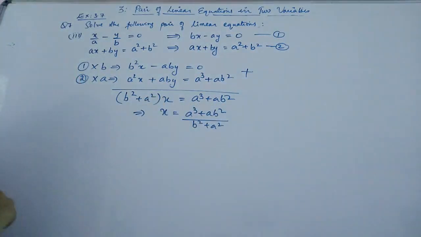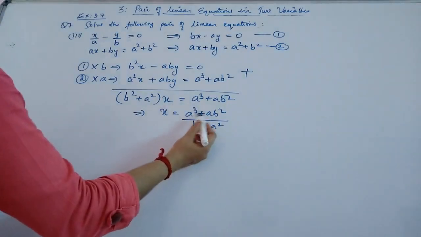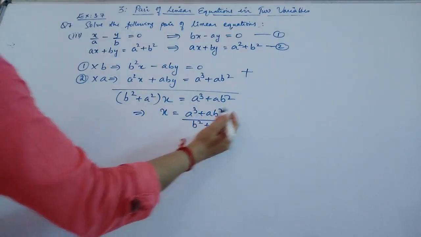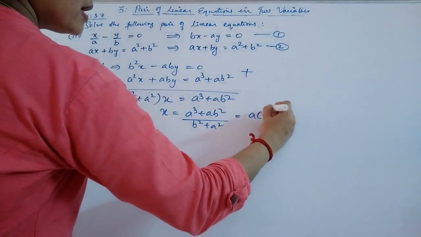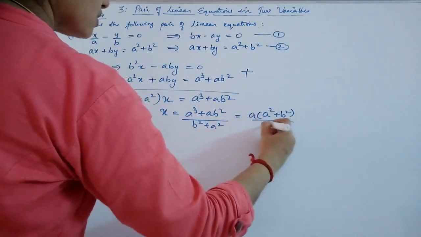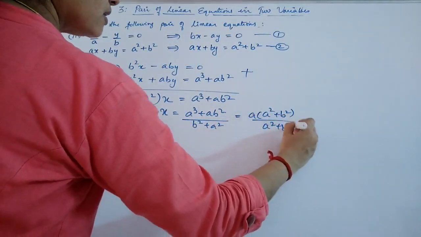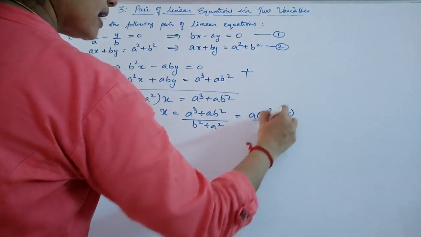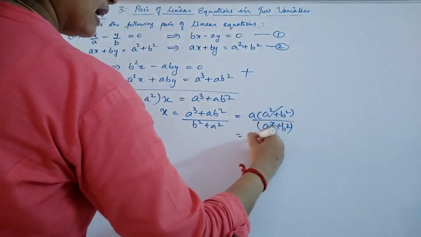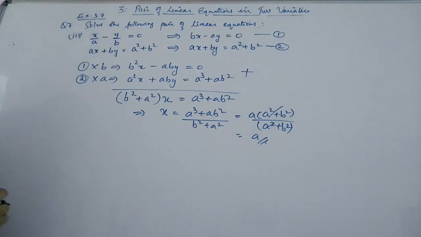a square. Now from the numerator, if I take out a, I will get a into a square plus b square, and the denominator is also a square plus b square. So you can just cancel them, and your answer will be a. That is x equal to a here.